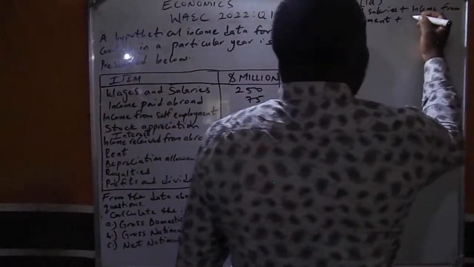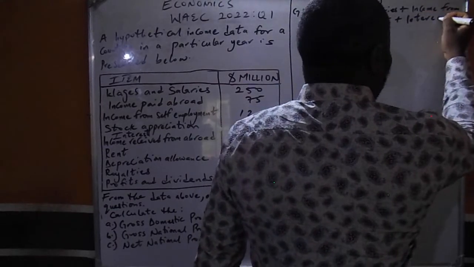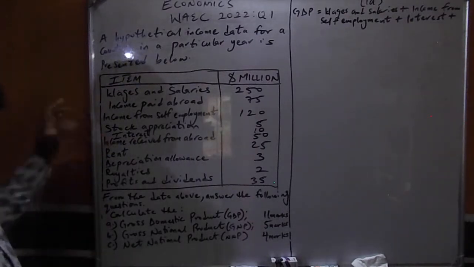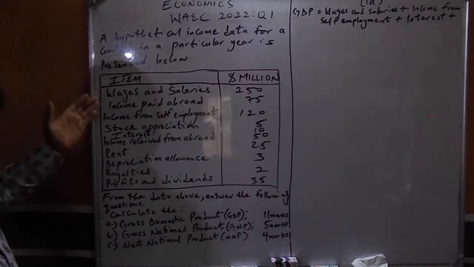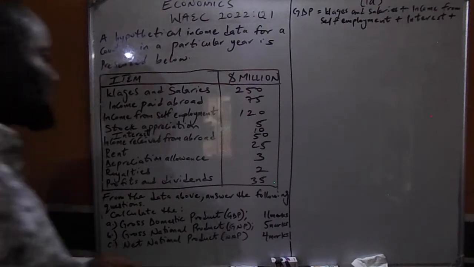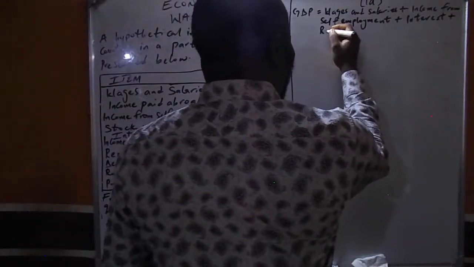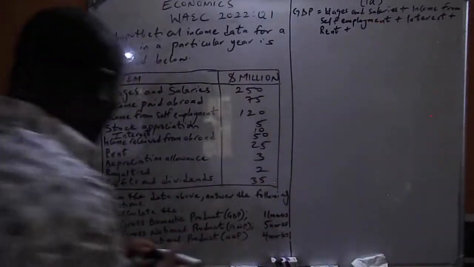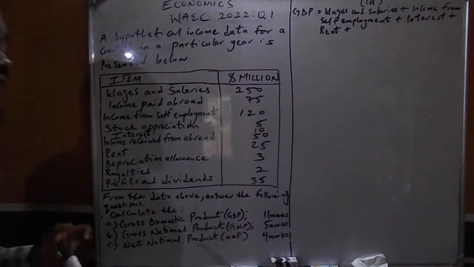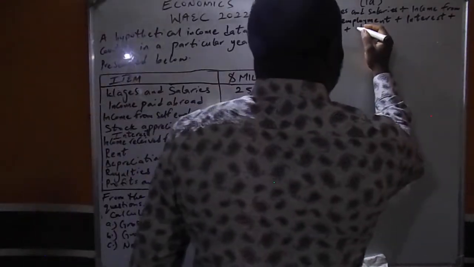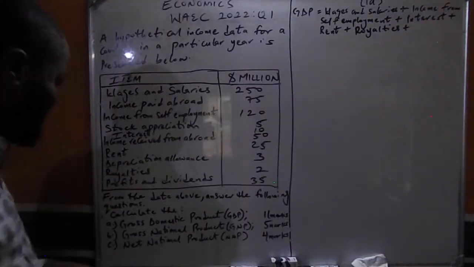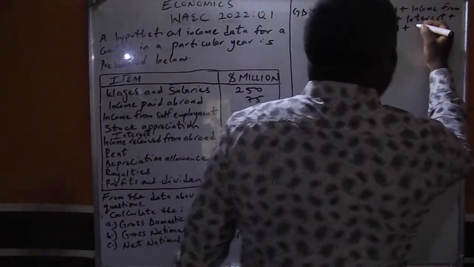Interest plus interest plus, after interest, income received from abroad. This is GNP item. Both income paid abroad and income received from abroad are what? GNP item. Now you move to rent plus rent plus rent plus depreciation allowance. This is NNP item. Depreciation allowance is NNP item. Then royalties plus royalty plus profit and dividend.